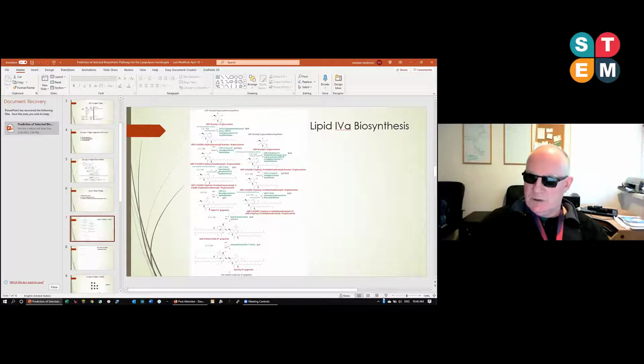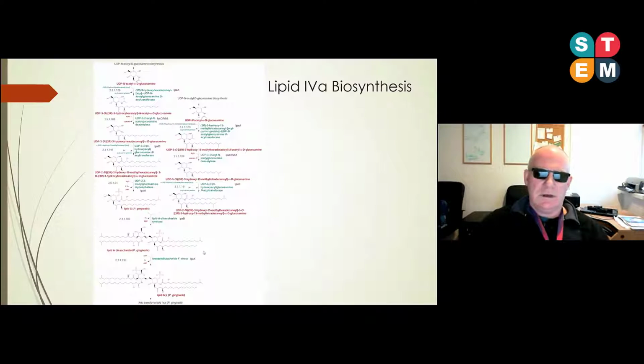In this pathway, essentially lipid 4A biosynthesis, there are 2 parallel pathways which converge later. So they both start with UDP-N-acetyl-alpha-D-glucosamine.